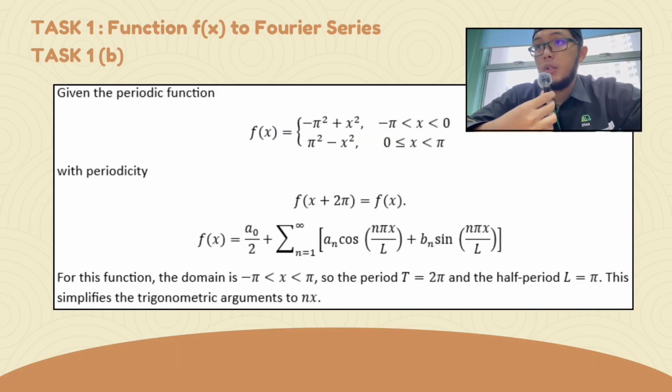To proceed with task 1b, we are given this periodic function f of x, with the periodicity f of x plus 2 pi equal to f of x, and we have this generalized expression of the Fourier series. For this function, the domain is from -pi to pi, so the period is 2 pi, and half of it is L equal to pi. This simplifies the trigonometric argument to nx, since L is equal to pi.